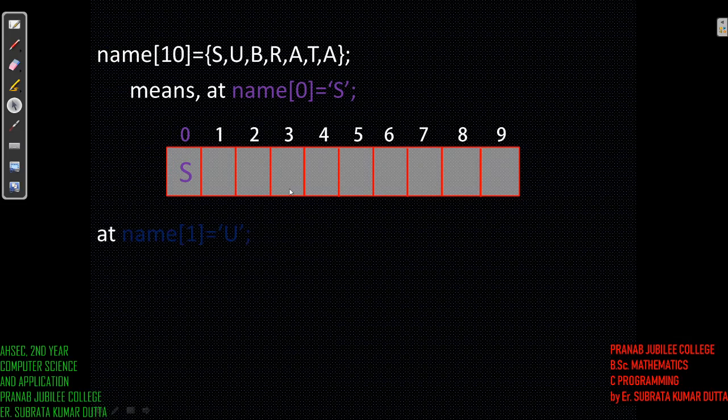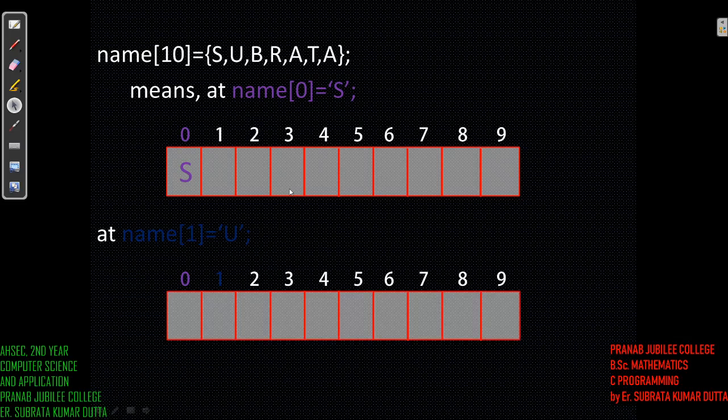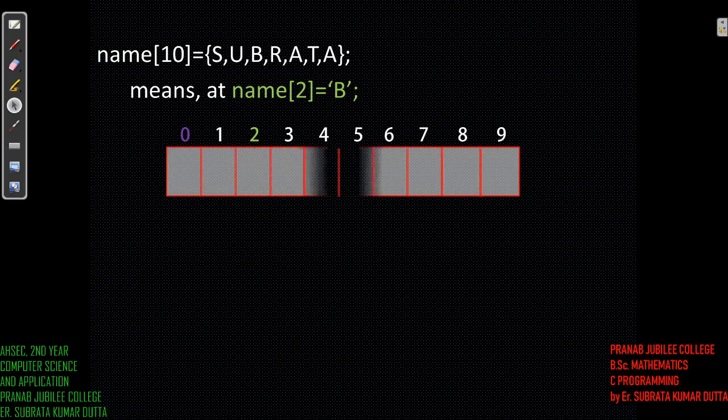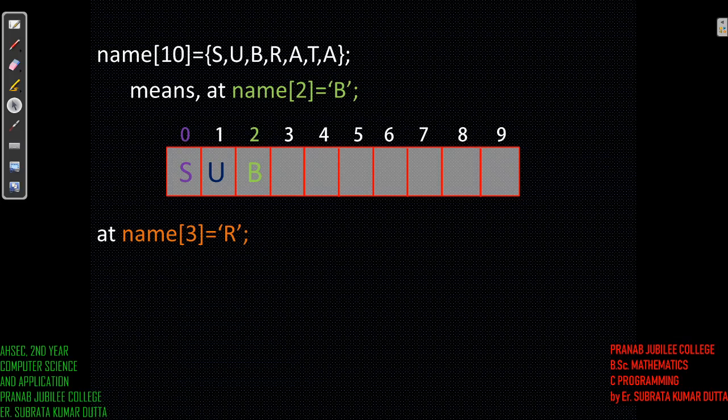Next is U, right? So where will U enter? We know that in an array the elements enter in a continuous form. That means it will enter in the next index, that is 1. So in 1, U will enter. S is there in 0, U is entered. Next, at index 2, B will enter. Next, at index 3 of the name array, R will enter. So it will keep on entering in a sequential way.